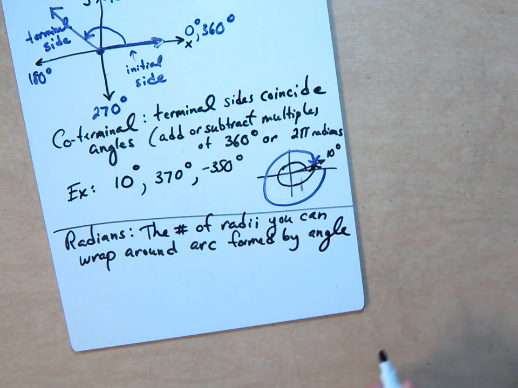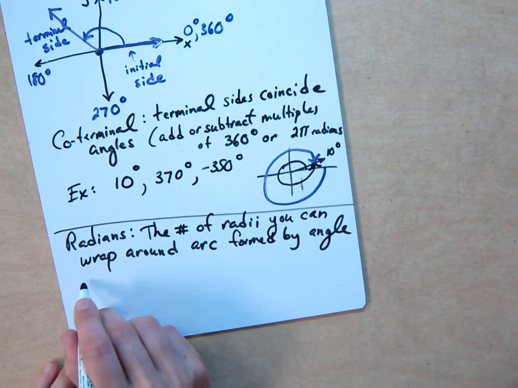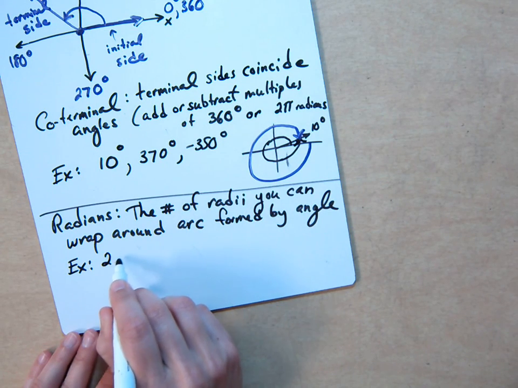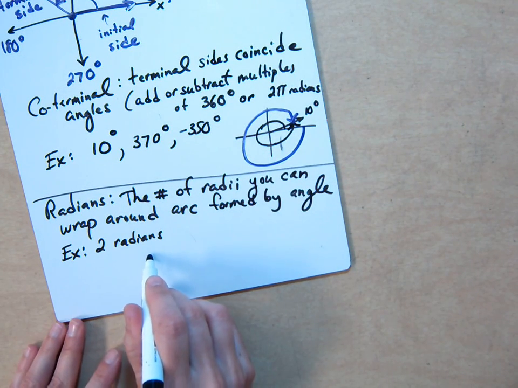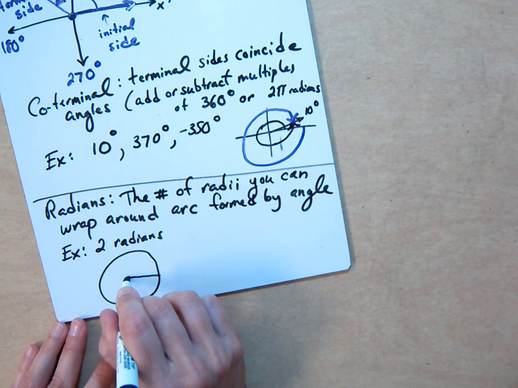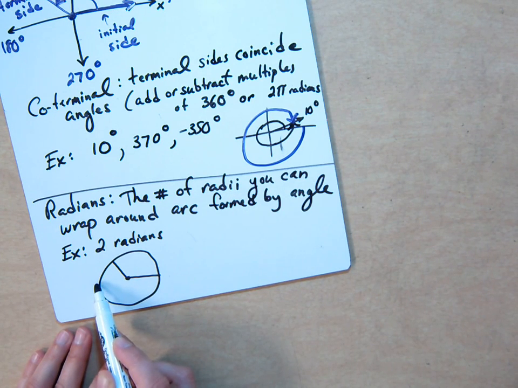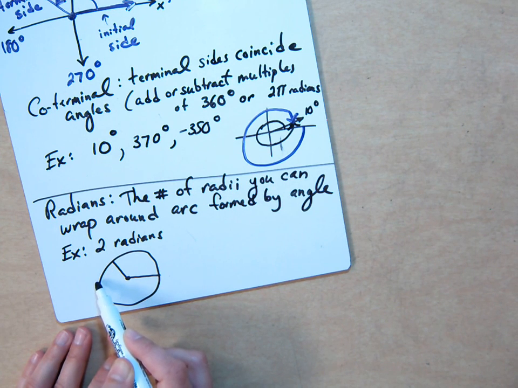In other words, in an angle of 360 degrees, you could wrap 6.28 radii around the outside. Let me draw you a picture. Let's do an example of an angle that's 2 radians. So here's a circle, and 2 radians is about right here, because remember, all the way here is 3.14 or pi radians. All the way around is 2 pi radians. So to here is just pi, or 3.14 radians.